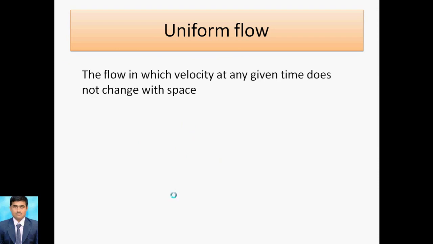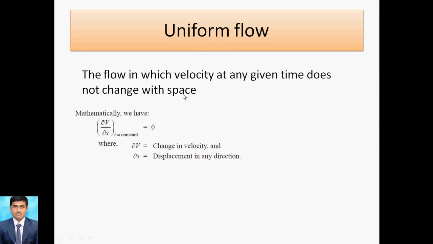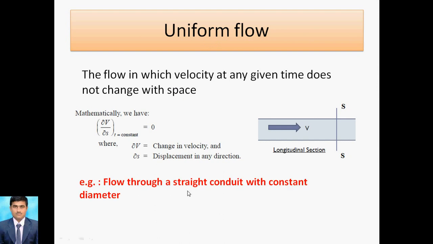Now we move to uniform flow. Uniform flow is nothing but the flow in which the velocity at a given time does not change with respect to space. So always remember that uniform flow and non-uniform flow are defined with respect to space. Steady flow and unsteady flow, we define with respect to time. So for uniform flow, we define for space. If you take it equal to 0, that means it does not change. This is the example of the longitudinal sections. When the flow is in a constant conduit, conduit means pipe with constant diameter, there is no change in the diameter size, right? So that time the flow is uniform.